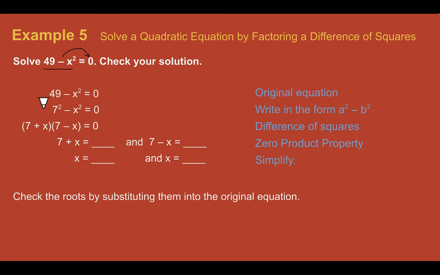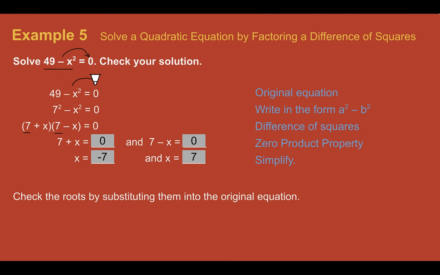So when we saw a difference of squares, when we factored it, we just took the square root of both things. So the square root of 49 was 7, the square root of x squared was x, and then make them opposite signs. So 7 plus x and 7 minus x. We can quickly get it into that factored form, and then using our zero product property, we can set each equal to 0. Then to solve for x, we would subtract 7 for one of them and add 7 for the other. So those would be our two roots.